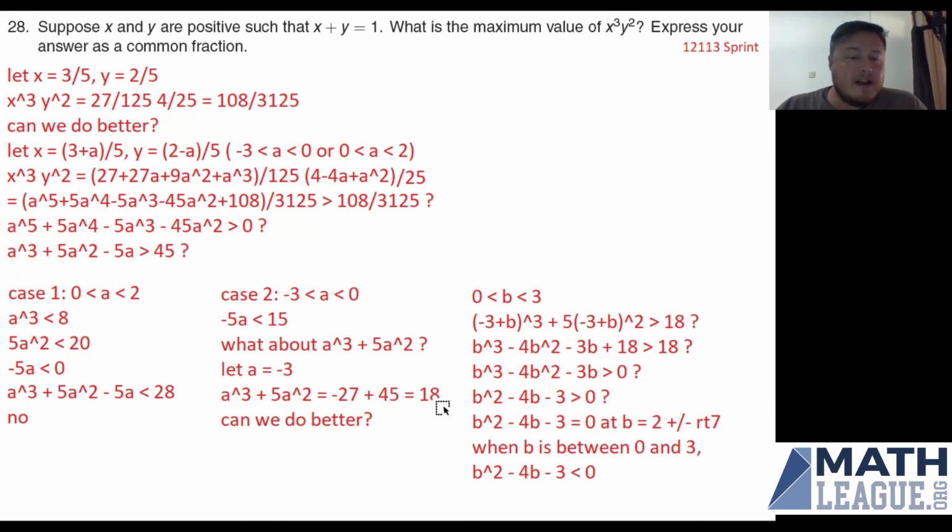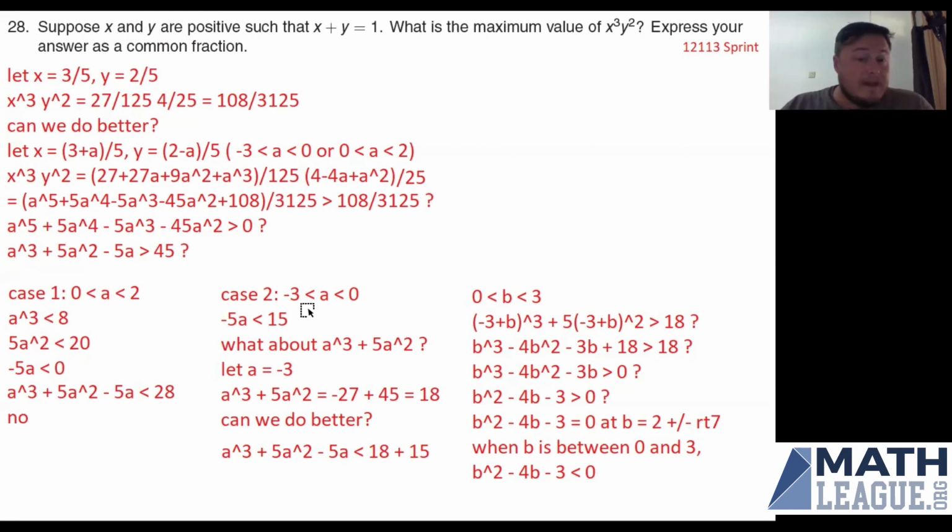So because that's the case, we can now put 18 in as a maximum value for a cubed plus 5a squared. We can put 15 in as a maximum value for -5a, and that gives us that a cubed plus 5a squared minus 5a is less than 18 plus 15, right? The 18 coming from here and the 15 coming from here. This, of course, is 33. A cubed plus 5a squared minus 5a is less than 33, which means that it can't be bigger than 45, right? So we already determined that taking x equals 3/5 and y equals 2/5 and adding something to x and subtracting something from y, that can't do any better than our original 108 over 3125.